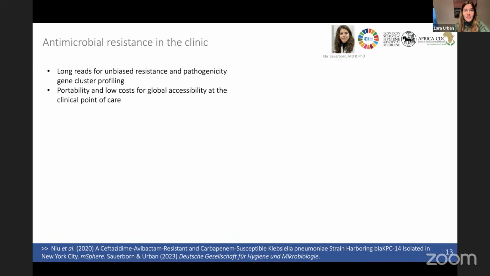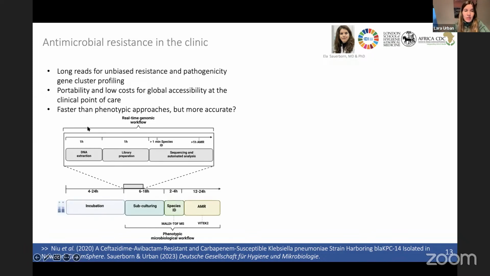Further, I've already talked about the portability of the technology, so we could really think about bringing this real-time genomic technology directly to clinics to help them with antimicrobial resistance profiling, especially given the low upfront investment into this technology. The sequencing machines per se basically don't cost anything; you only have the running costs of the consumables. This will potentially allow us to increase global accessibility to any sort of antimicrobial resistance profiling in comparison to what we do now.